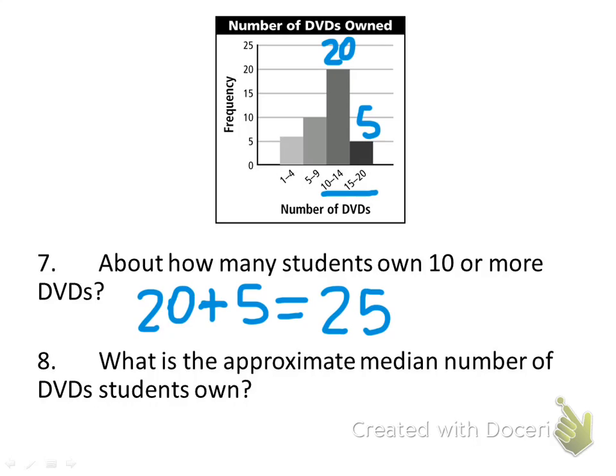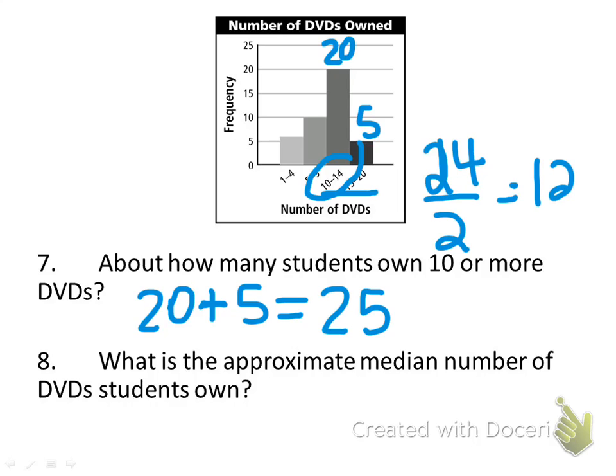What is the approximate median number of DVDs students own? Well, if we take a look at the median, that would be the number in the middle. That would be this column, 10 to 12, and if you add 10 plus 14, you get 24. 24 divided by 2 is 12. So the median number of DVDs is 12.